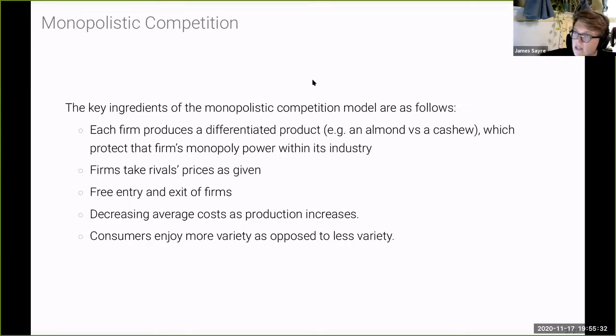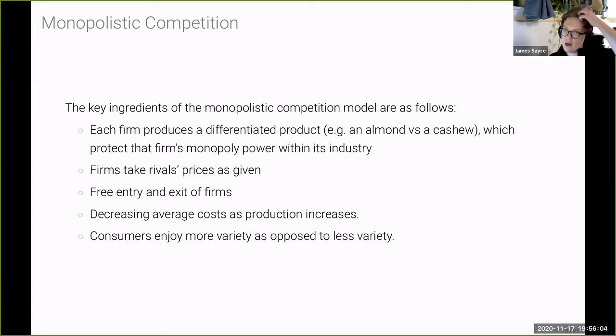The key ingredients of the monopolistic competition model are as follows. Each firm is going to produce a differentiated product. You can think about maybe an almond versus a cashew. They're both in the category of tree nuts, I think. I'm not sure. But they're somewhat differentiated, and that's going to protect that firm's monopoly power within its industry.